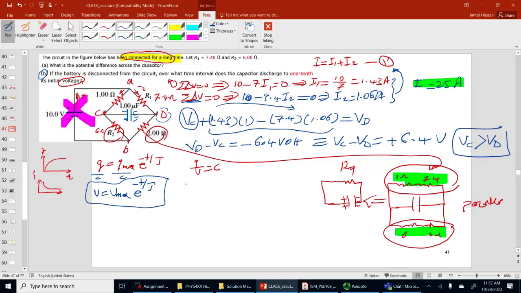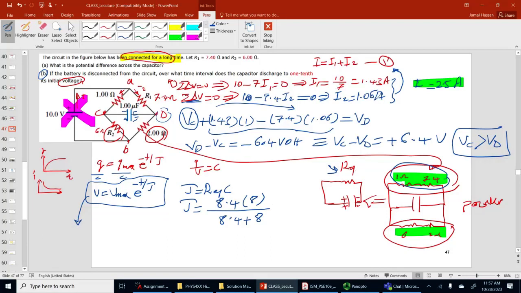But now I need to take care of tau. So what's tau? Tau is equal to R equivalent, which is this, multiplied by C. R equivalent simply was, these two were 8.4 and this is 8, so basically it is equal to 8.4 times 8 divided by 8.4 plus 8. Okay?